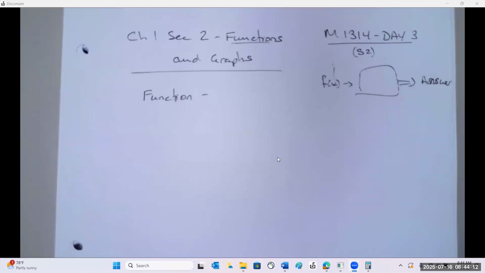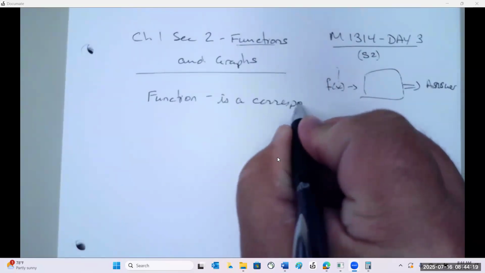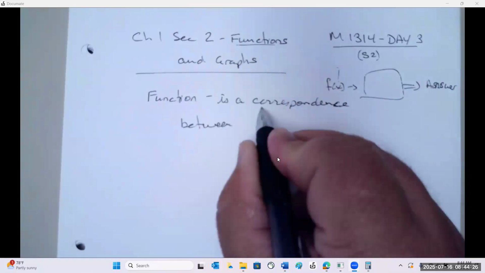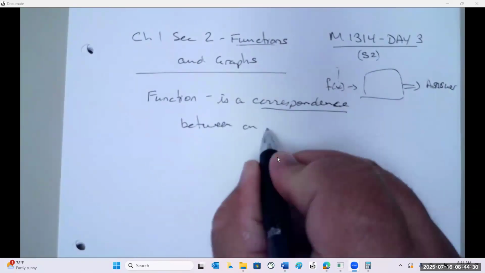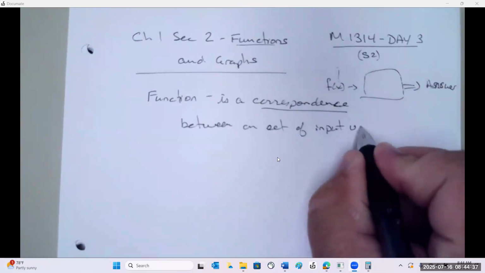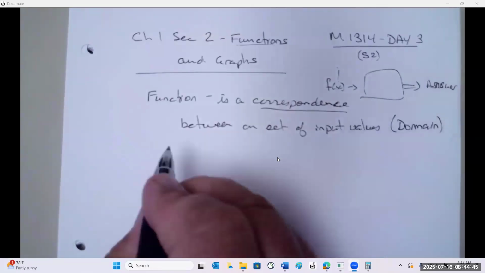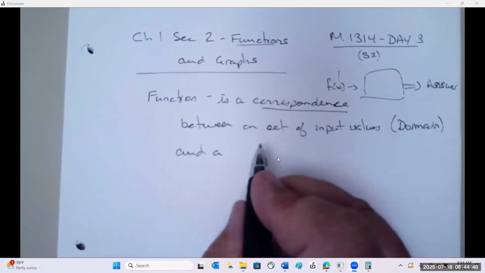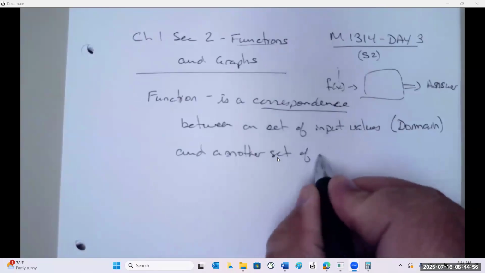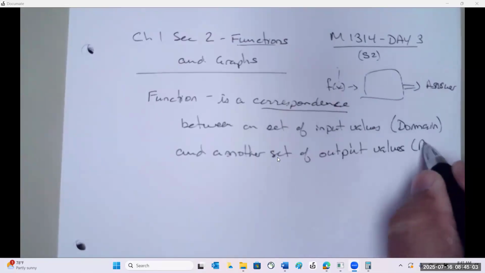But what a function really defines is this: a function is a correspondence, and we'll talk about this one in a second, between one set of input values called the domain and another set of output values called the range.